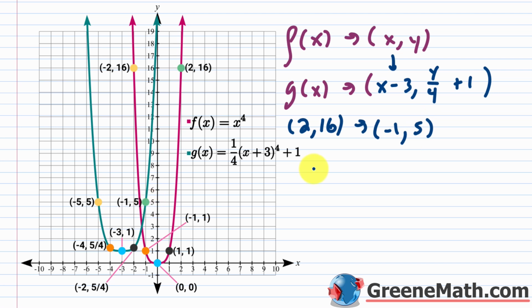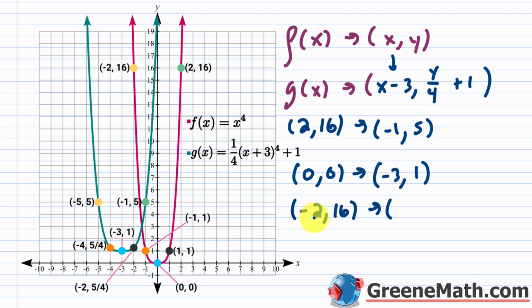Then if we look at something like, let's say 0 comma 0, that's going to go to, well, 0 minus 3 is negative 3. And then 0 over 4 is still 0, plus 1 is 1. So this 0 comma 0 is going to go to this negative 3 comma 1. So the last point we'll do is negative 2 comma 16. So negative 2 minus 3, that's negative 5. And then 16 over 4 is, again, 4. 4 plus 1 is 5. So this right here, this negative 2 comma 16, that's going to go to this negative 5 comma 5.